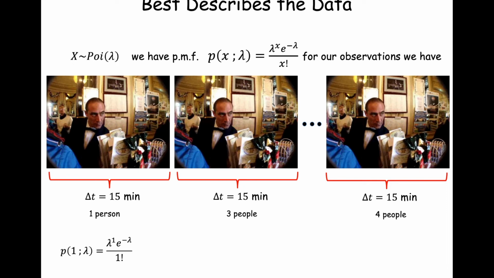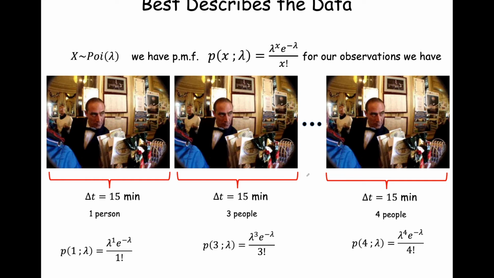So we substitute for x as one person, 1. We write p of 1 indexed by lambda. So we just substitute here. That's lambda to the 1 power, e to the minus lambda over 1 factorial. For the next observation, we evaluate that mass function on this observation. So we have p of 3 indexed by lambda. That's lambda to the 3, e to the minus lambda upon 3 factorial. And then we do the same for that last observation, p of 4 indexed by lambda, lambda to the 4 power, e to the minus lambda over 4 factorial.